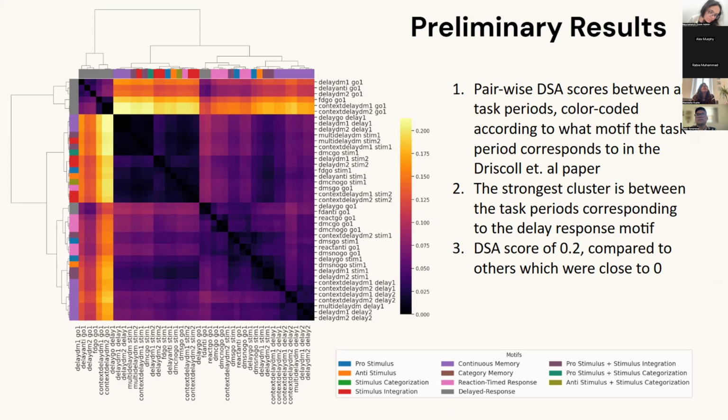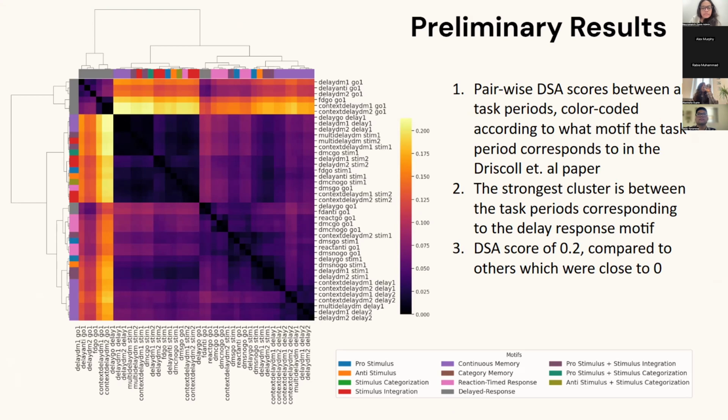So for the heat map on the slide, the x-axis and y-axis are labeled with the task periods of each of the 15 tasks in the multitasking RNN. Each cell in the matrix represents a DSA comparison between two given task periods. The color intensity reflects the degree of similarity, with lower values in dark purple corresponding to similar dynamics and higher values in bright yellow corresponding to increasingly different dynamics.